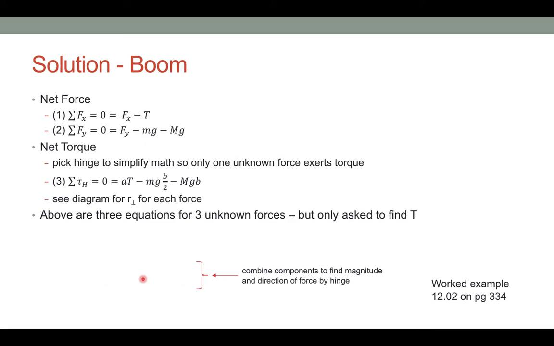So again, we're going to set up our equations. The sum of the forces in the X direction has to add up to 0, which means the outward force from the hinge must equal the tension on the cable. The sum of the forces in the Y direction has to add up to 0, which means the upward force from the hinge has to equal the total weight pulling down. And now we're going to pick the hinge as our pivot in order to simplify our math, so the only unknown that will exert a torque will be the tension on the cable.